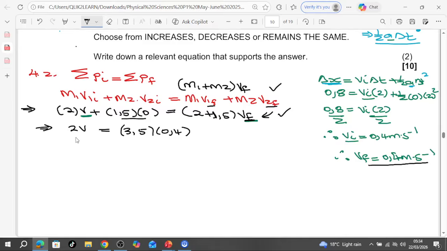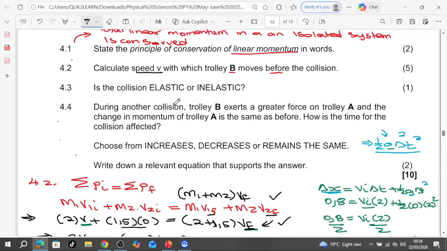So now I think it's easy for us to find v. We can just divide this side by 2, divide this side by 2. So v is equal to 3.5 times 0.4, and we divide this by 2. This gives us 0.7 meters per second. So this is my velocity of trolley B before the collision.